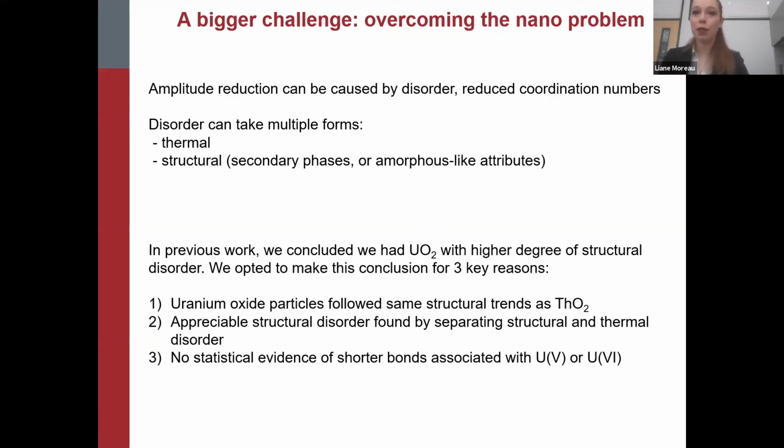Also, we did find that there was appreciable structural disorder, separating the structural versus thermal disorder, and we didn't see any statistical evidence of shorter bonds that would be associated with U5 or U6, which would be present in some of the higher oxides that we would expect. So those were the reasons that we gave, but I think it's really something we need to hone in on and be more confident about moving forward if we're going to be spending a lot of time looking at uranium oxides on the nanoscale.